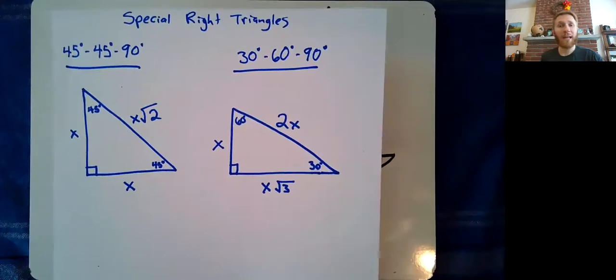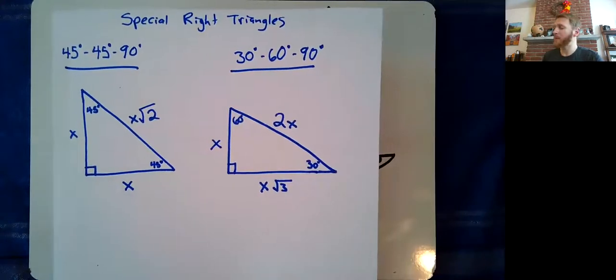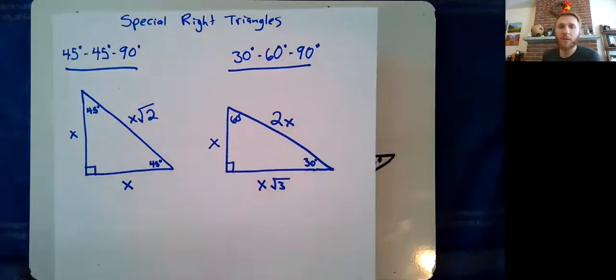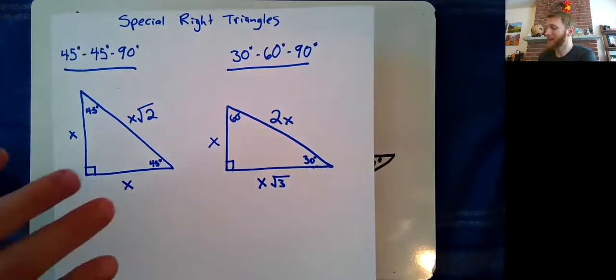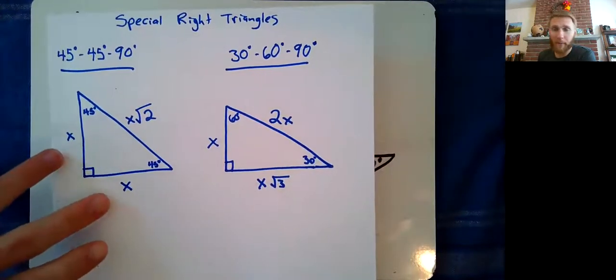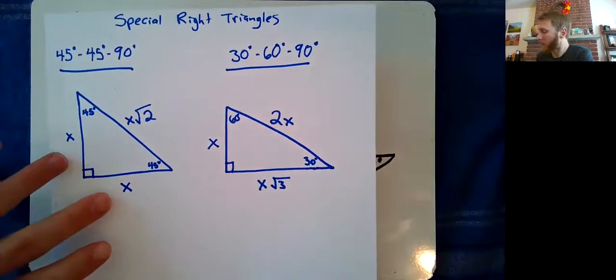Now we're going to look at the second variety of the special right triangle, which is the 30, 60, 90. This one's a little bit trickier only because there are three different side lengths, whereas in the 45, 45, 90, the legs were the same, so you could really just find two.